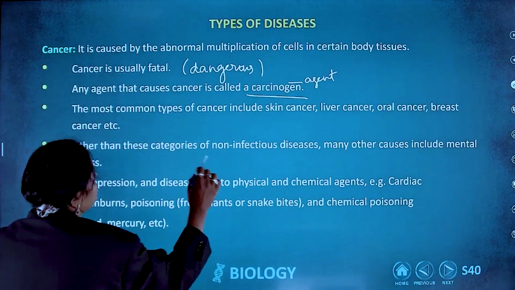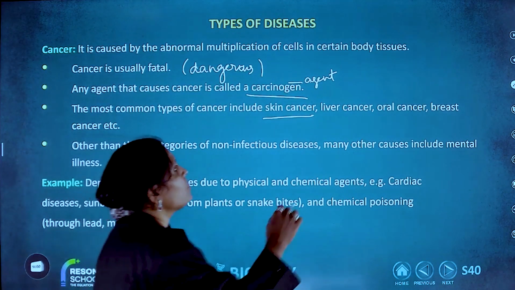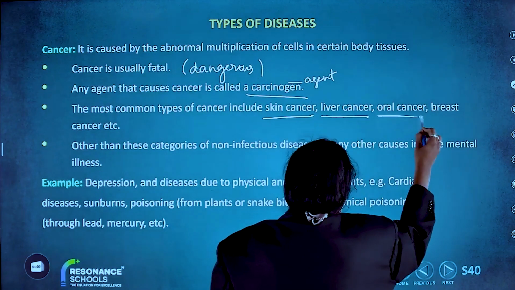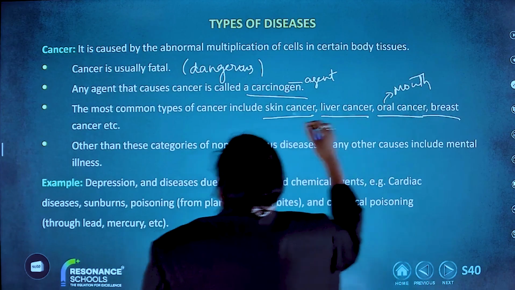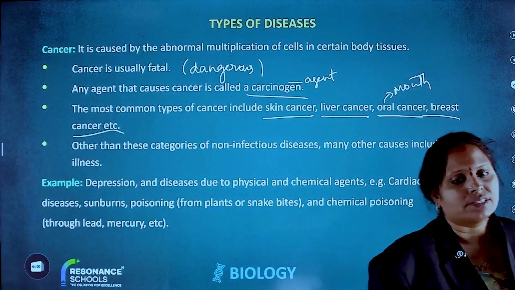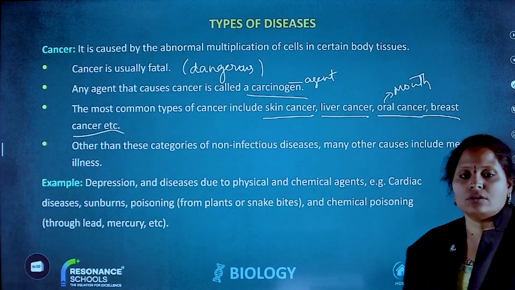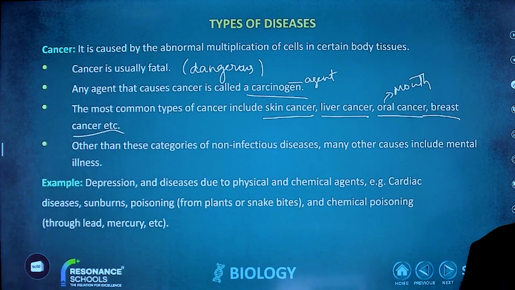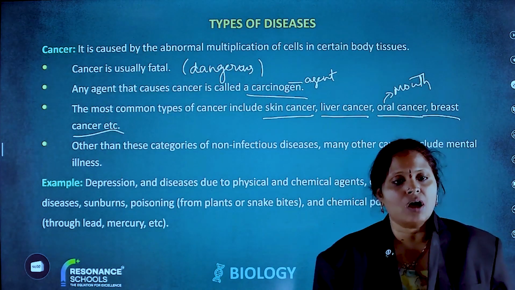The most common types of cancers include skin cancer, liver cancer, oral, meaning mouth, and breast cancer, etc. What are the most common types of cancers? Skin cancer, liver cancer, then oral cancer, and also breast cancer. These are some of the examples of cancer.